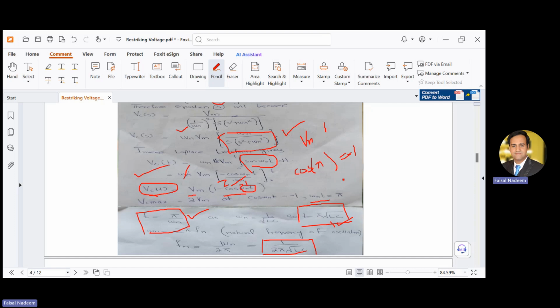So if we have a higher value of L and C, we will need more time. We require more time to reach the maximum value of the restriking voltage. And if we have a higher value of LC, then the frequency of the restriking voltage will be less. So these parameters basically tell us this.